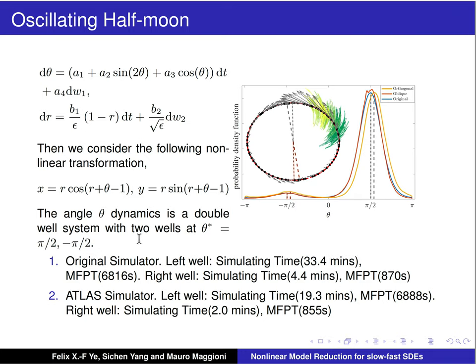Let's also look at the mean first passage time, which is a very important quantity to check the quality of your simulator. You'll find the Atlas simulator has almost 3% error compared with the original simulator, and the time is relatively small. I would say it's about 2/3 of the simulating time of the original simulator. So this is pretty good.